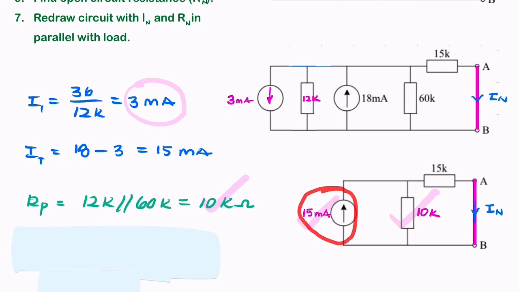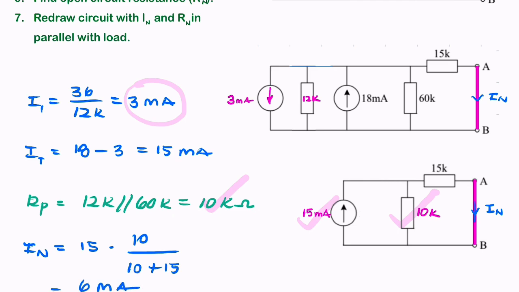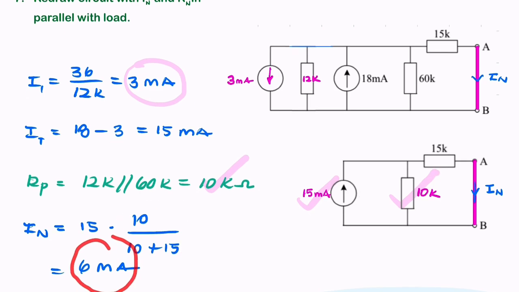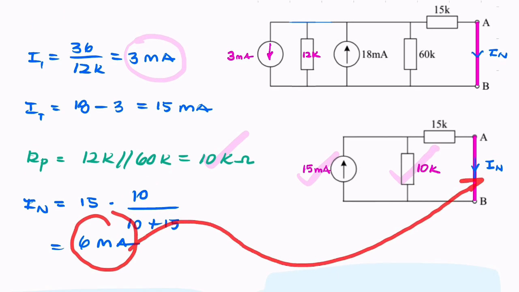So now we have the current source. It's easier to find this current because you have a current that's split between 2 resistances, so you can use the current divider. You can say the Norton equivalent current here, IN, is equal to the 15 milliamps multiplied by this resistance divided by the sum of these 2 resistances. So that gives you 6 milliamps.